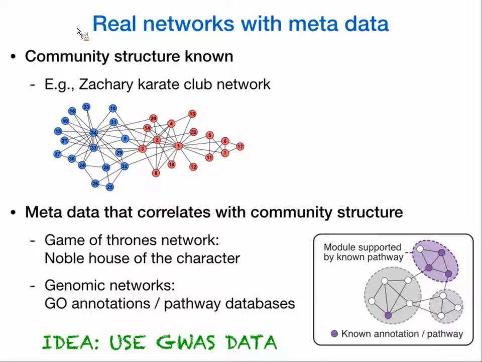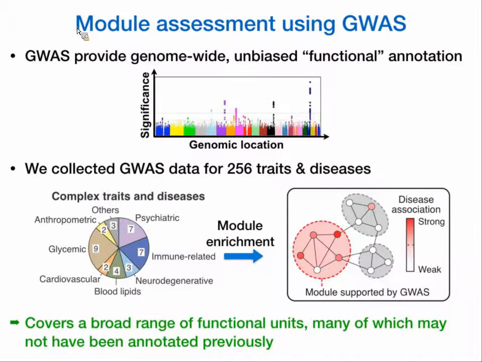Now, of course, this has the limitations that I mentioned before of pathway databases. They're incomplete and so on. So our idea was to use GWAS data, which is a novel approach, with the goal to validate module identification methods. But it has very nice properties.